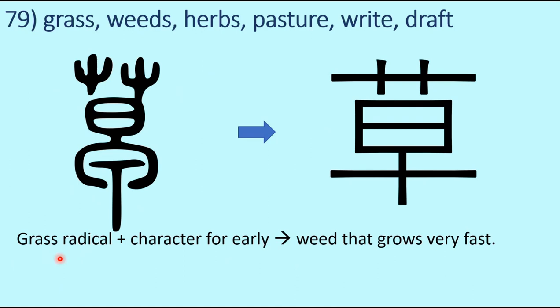So now why is this early portion taken here? One reason may be that weeds grow very fast. So because of that, this is a grass radical, and then this shows very fast. So weed or grass that grows very fast, from there this meaning has been taken. And this is how this character has evolved.